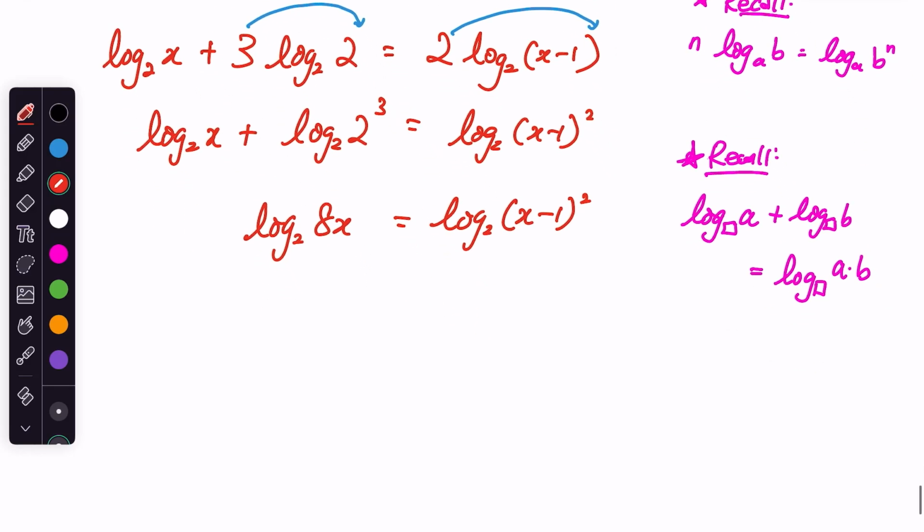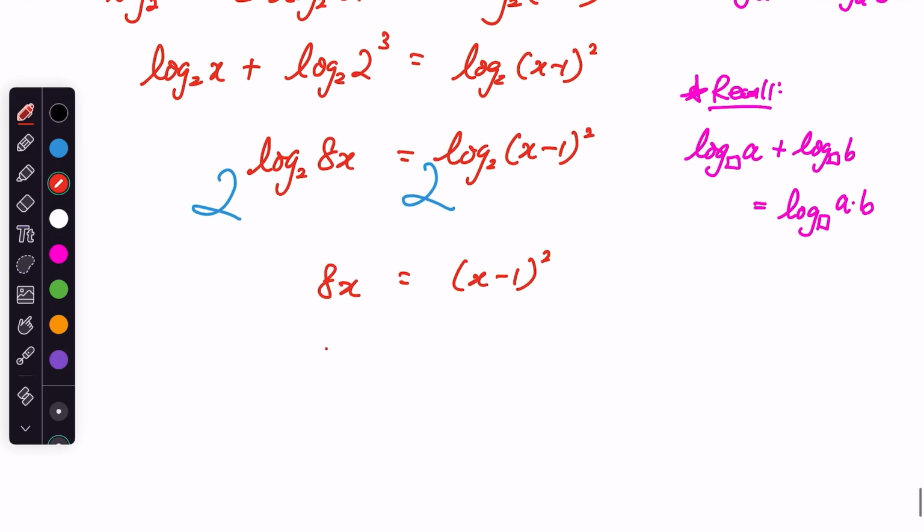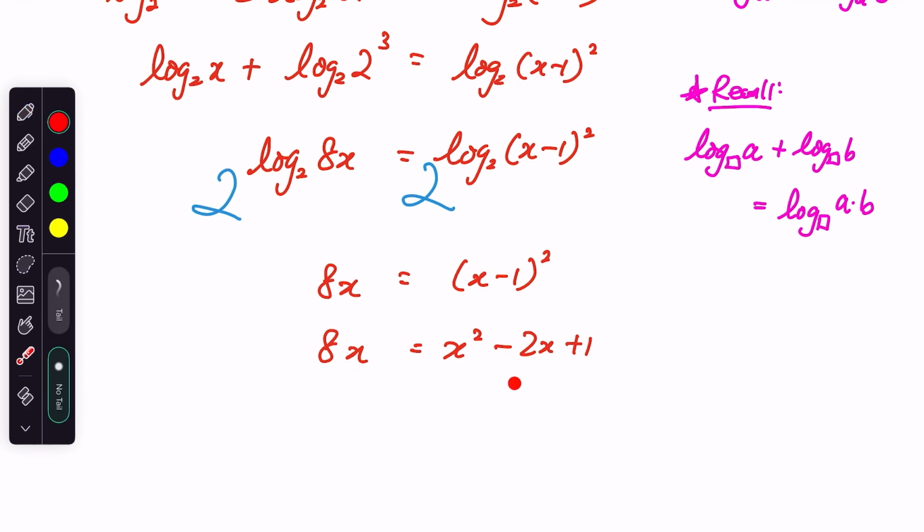I can exponentiate using a 2, so 2 to the power of the left and right hand side. The 2 and the logarithm will cancel out. I will basically release this 8x and (x minus 1) squared. Let's expand the (x minus 1) squared. So I will get this. I'm going to bring everything to the same side, so I'm going to bring 8x to the other side, and just flip it around. Right, so I'll get x squared minus 10x plus 1 equals 0.